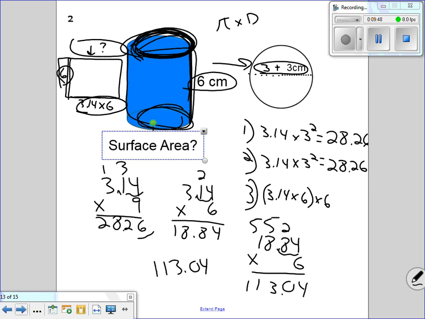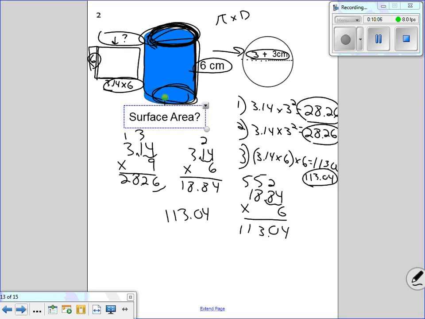113.04 is not my full answer. It's just what the surface area is of my rectangle. It's pretty messy. I'm going to write that again. So I'm going to have to add this number and this number together. It's quite a bit of math involved.